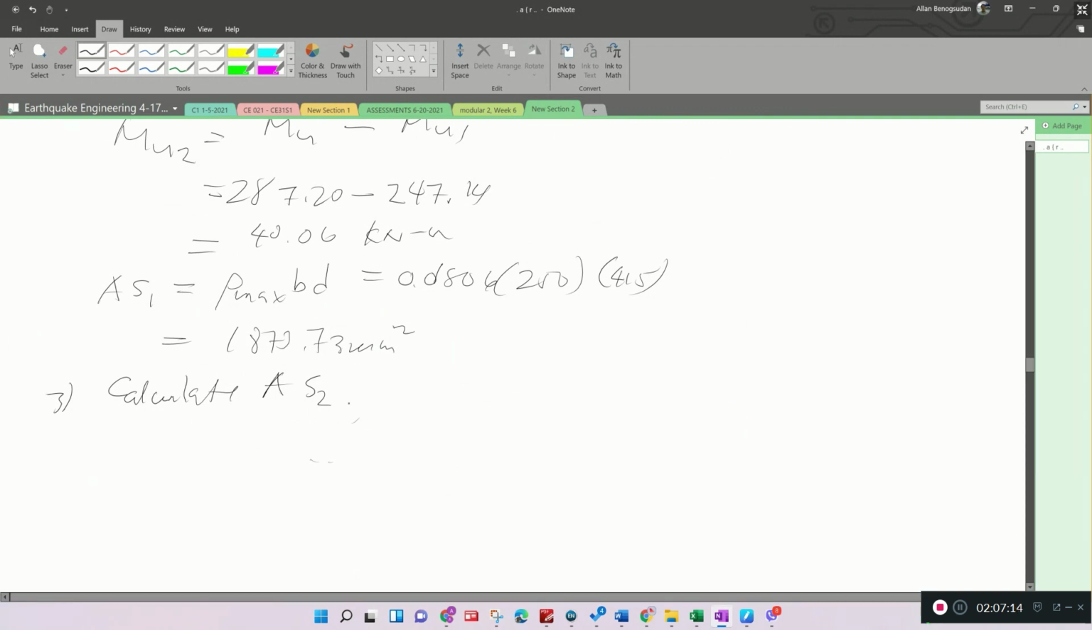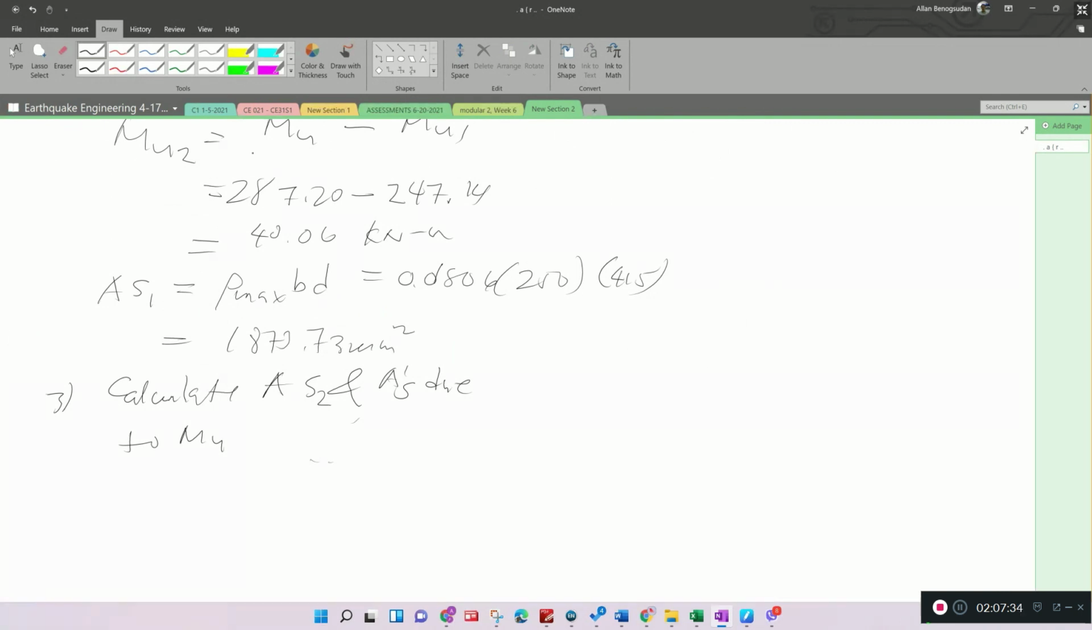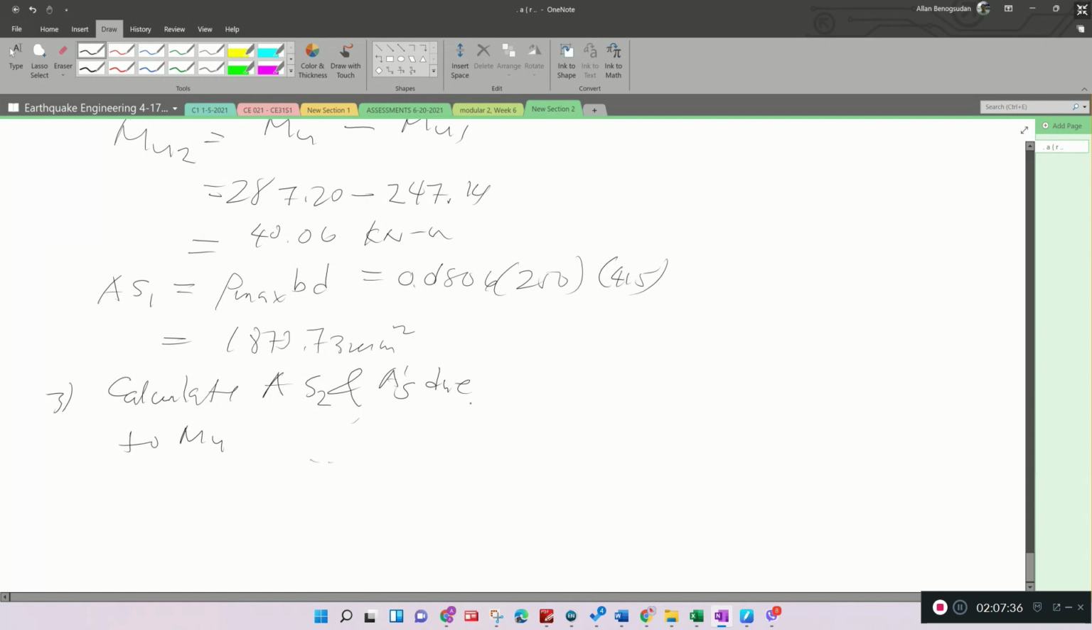Parang gusto ko yung sabihin na sige, kaya na lang eh, no? Pero nabasa na tayo eh. Basahin na lang natin ng konti. Okay? Due to MU2. Ito po yung MU2 natin. Yung MU2, this is your balance moment. Okay? That is your balance moment. MU2 is equal to P AS2 Fy (D minus D prime).